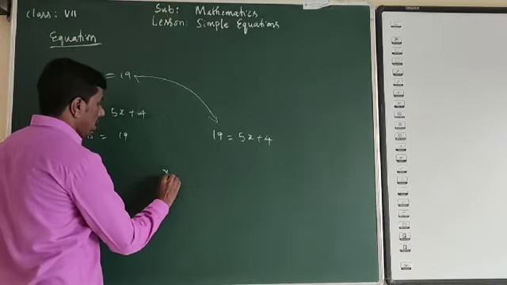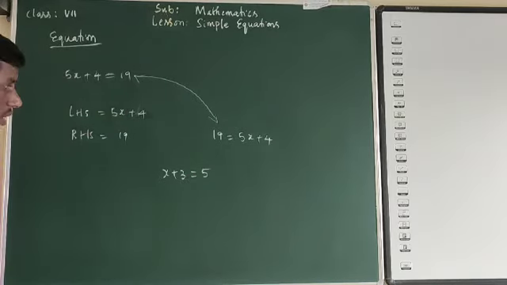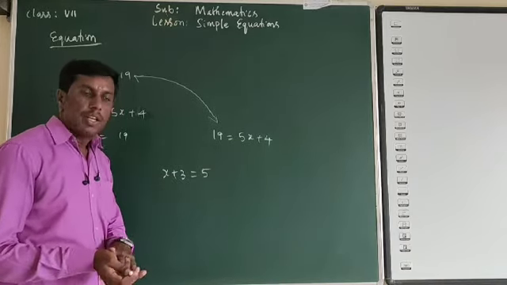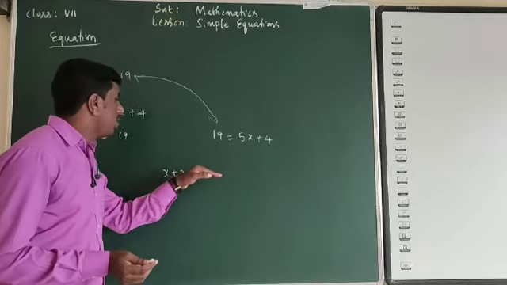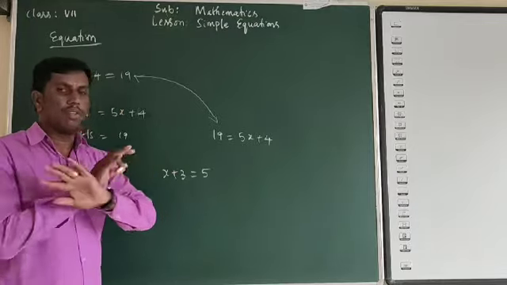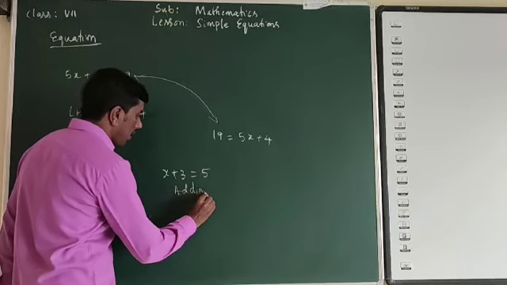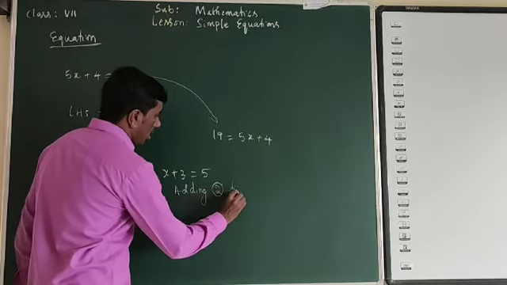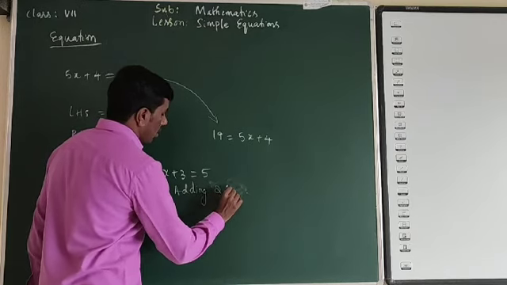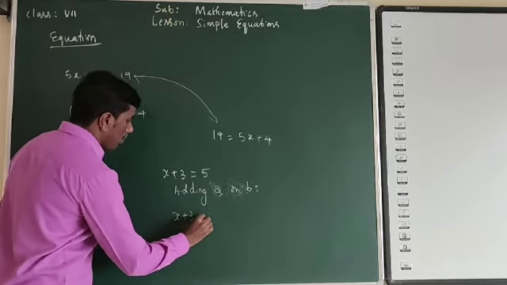Suppose x plus 3 is equal to 5. If you add the same value to the LHS and the RHS, the equation is not going to change, and the value of the variable in the equation is not going to change. Suppose I am adding 2 to both sides. So it will become x plus 3 plus 2.